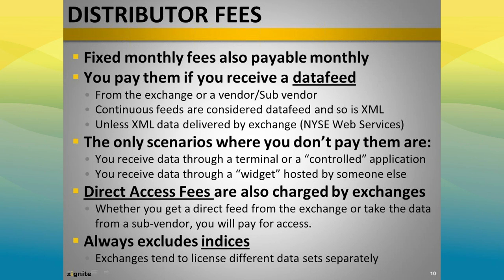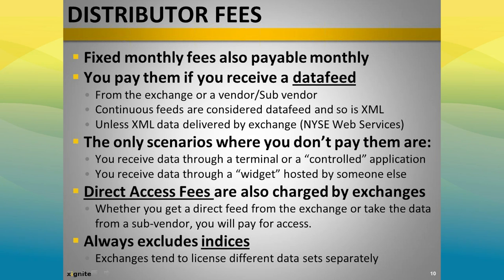Now, direct access fees are also charged by exchanges. These are charges that exchanges will make you pay if you get a direct feed from them. If you get a feed from a vendor, or if you get an API from Xignite, we'll charge you different access fees. But exchanges will separate the access fee, which is the physical link that they're going to give you with the data on it, versus the license fee, which is the right to use the data.